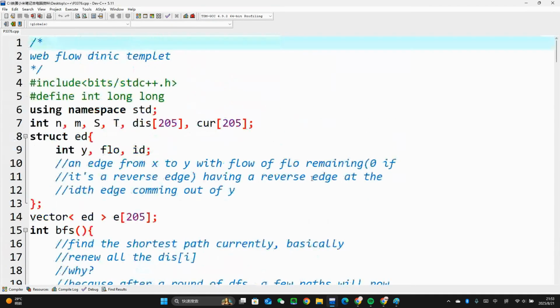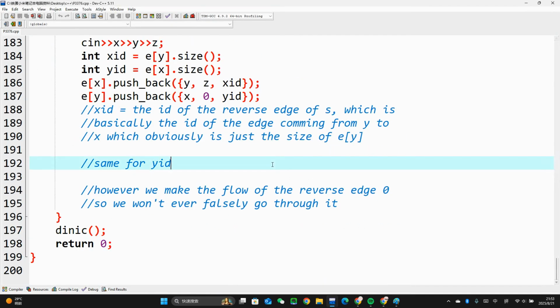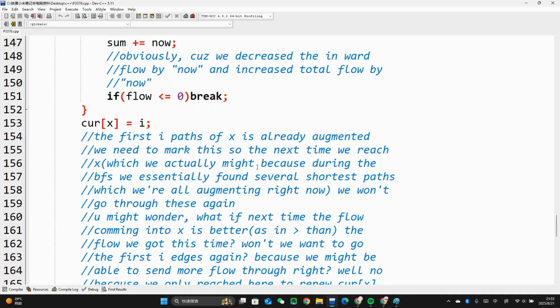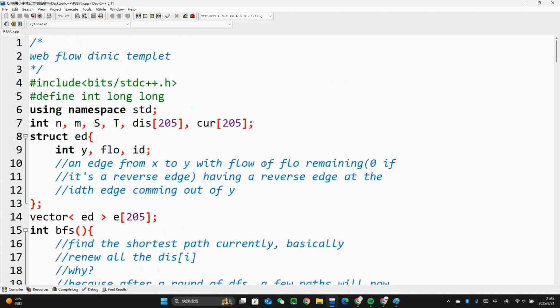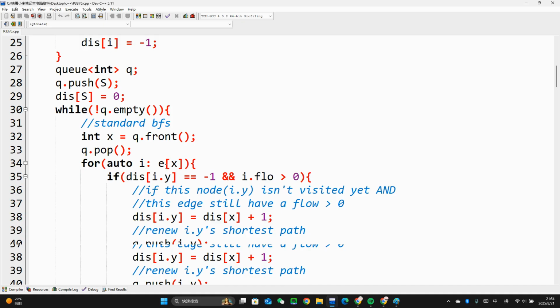So this is my template for Dinic. As you can see, I added a bunch of comments, and it's exactly 200 lines. Yeah, I haven't seen one of those in a while. Anyways, yeah, Webflow Dinic template. So we're just going to go through my code.